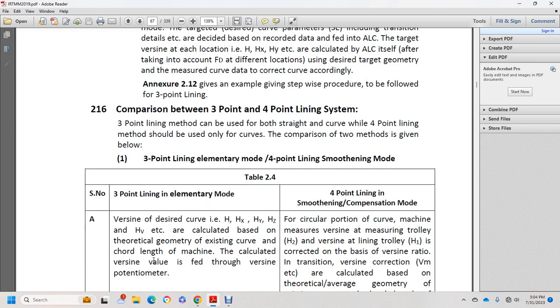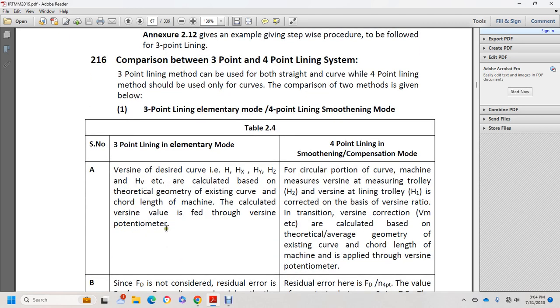3-point lining mode. First line the desired curve, H, H, X, H, Y, H, Z, with H, V, etc., for the calculated base of the theoretical geometry. The existing curve, the chord length of the machine, and the calculated versine line value are used with the head of the versine line parameter. 4-point lining smooth with the compensation for A.